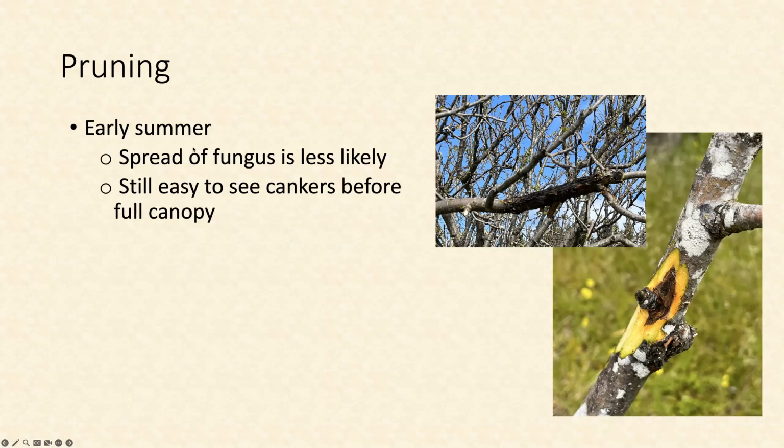And then in the early summer, it's a great time for pruning for these pathogens, because the spread of the fungi is much less likely in the early summer because it's not going to be raining as much. And it's still early enough that you could see them before you get to a full canopy.